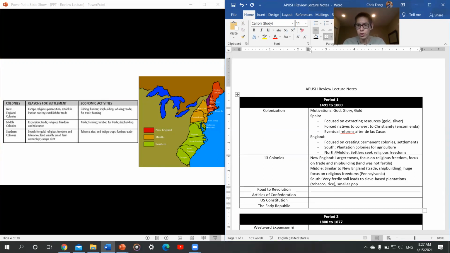Also a smaller population in the South, and kind of a rougher crowd, people fleeing debt, whereas New England and the middle colonies oftentimes had more religious folk. So again, being able to identify one or two differences between those regions and maybe some similarities, always helpful.